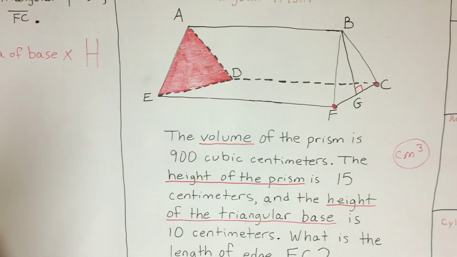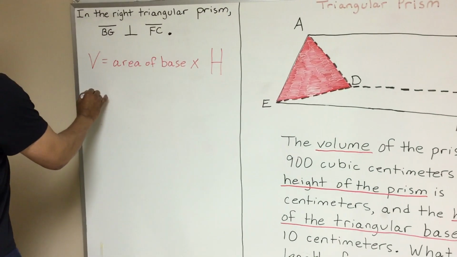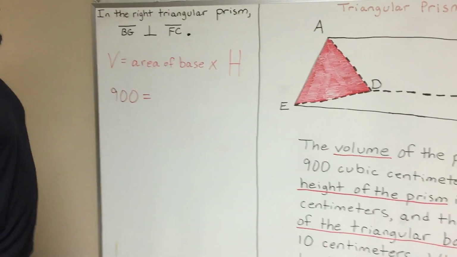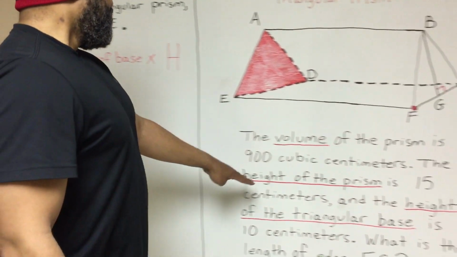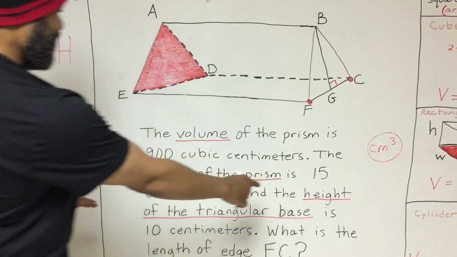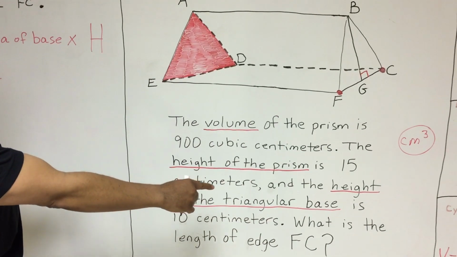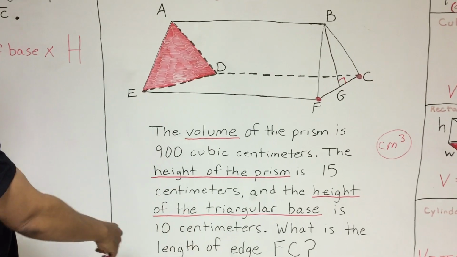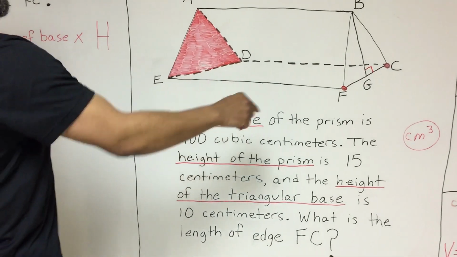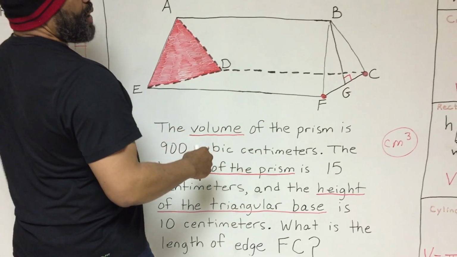It's telling me the volume of the prism is 900. Volume, V, equals 900 right off the bat. First sentence, I have part of my answers already. The height of the prism is 15. And then it tells me the height of the triangular base is 10. So what is the triangular base?